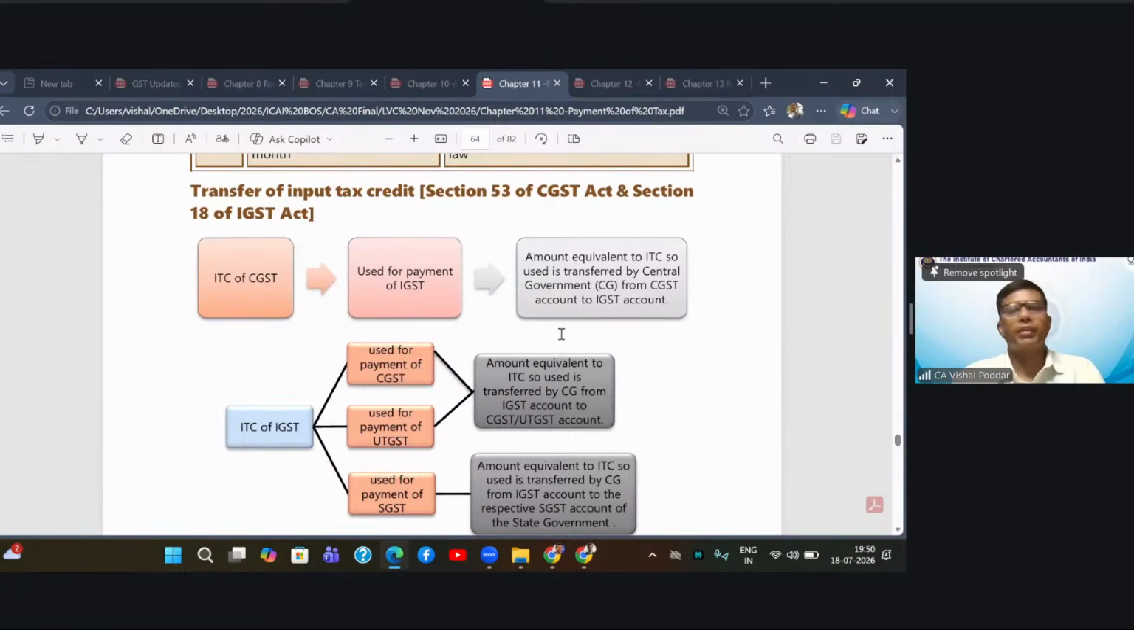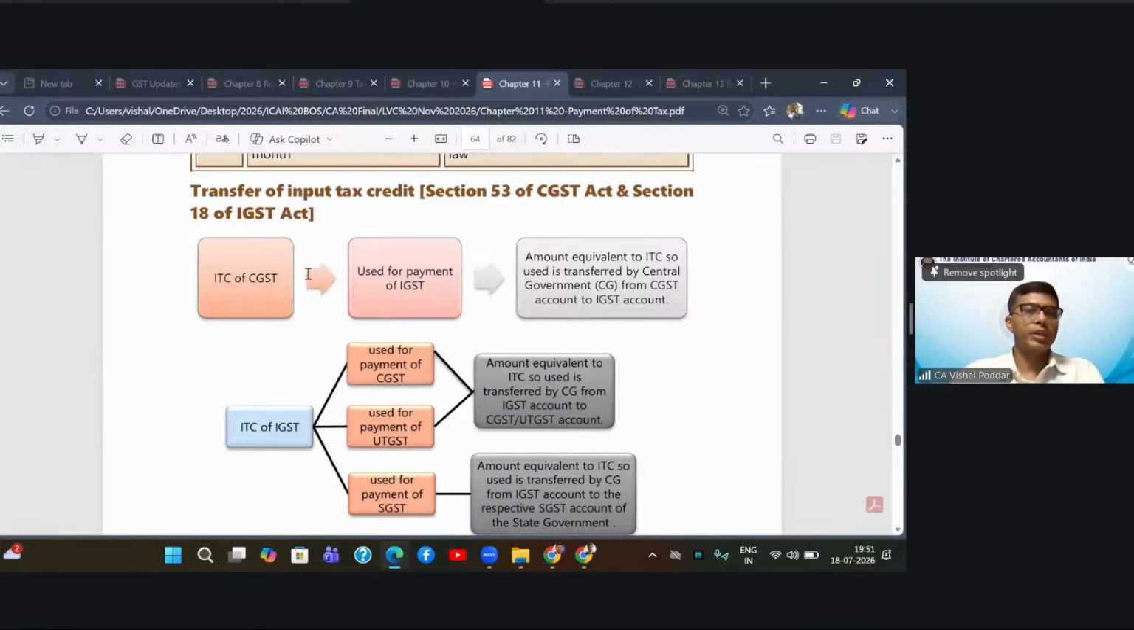Now comes, students, a very interesting point: transfer of input tax credit. You can also say it is like an internal settlement between the governments. What is this internal settlement? We have seen in the utilization part that I can utilize my IGST for CGST and SGST liability also. Similarly, I can utilize my CGST for IGST liability, and my SGST for IGST liability also. So whenever I am doing cross utilization, within the government they have to transfer that much balance from one government to another.